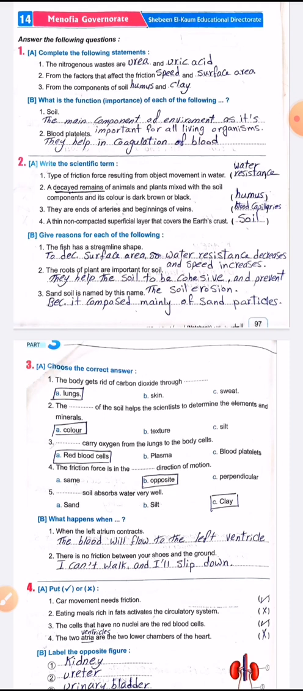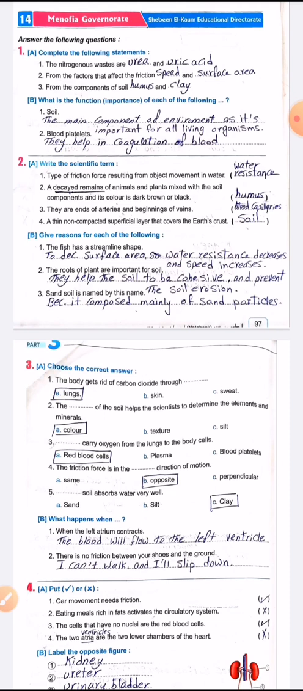Question number 2, write the scientific term. 1. Type of friction force resulting from object movement in water, water resistance. Number 2. A decayed remains of animals and plants mixed with the soil components and its color is dark brown or black. Decayed remains, humus.